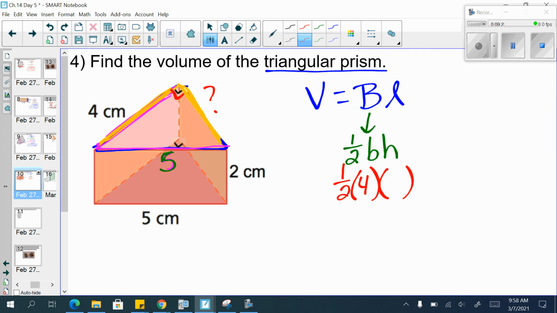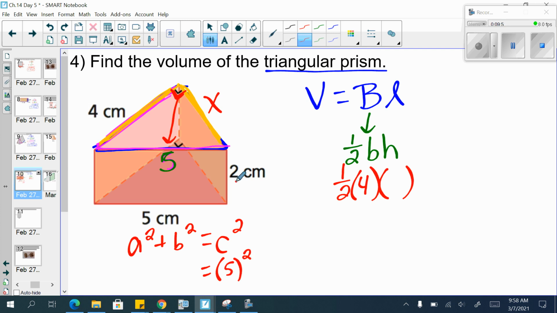Did you notice this is a right triangle here? So I can use the Pythagorean theorem. Go ahead and see if you remember how to set up the Pythagorean theorem and find this missing side length here. So a squared plus b squared equals c squared. Remember to look for your hypotenuse first. That 5 is our hypotenuse.